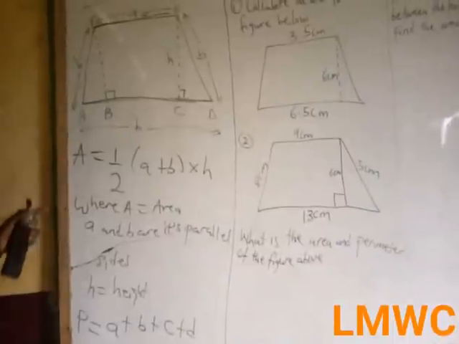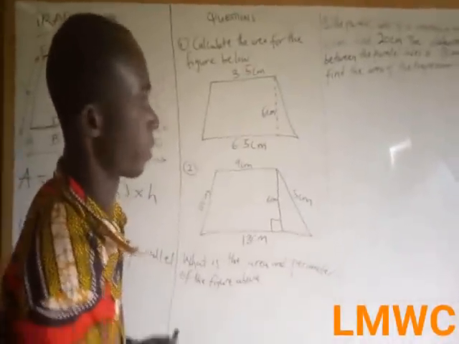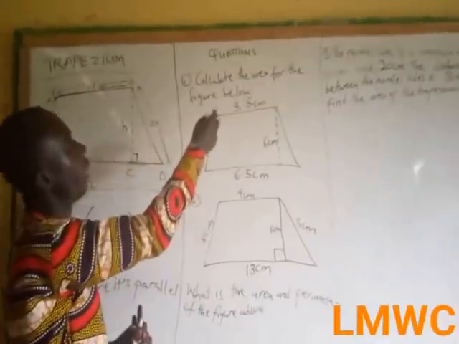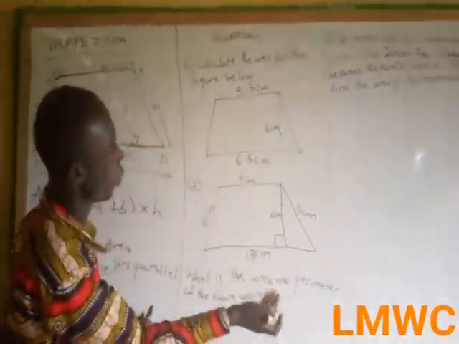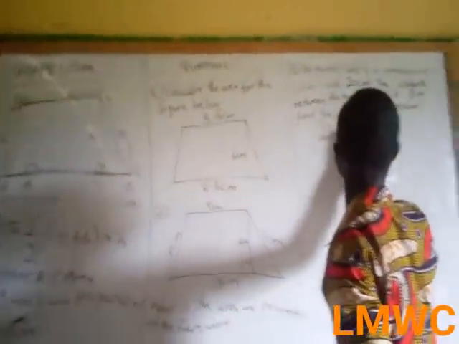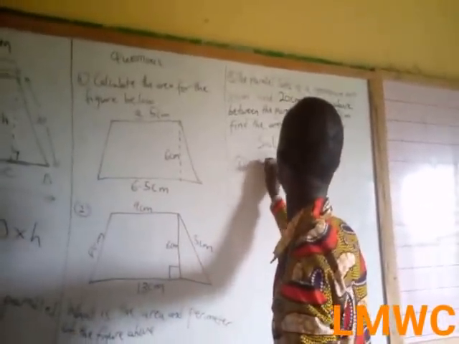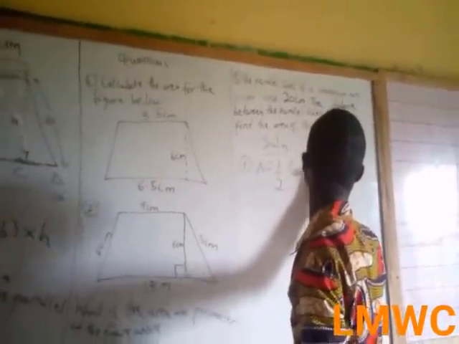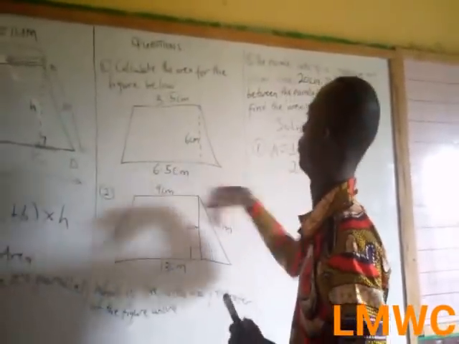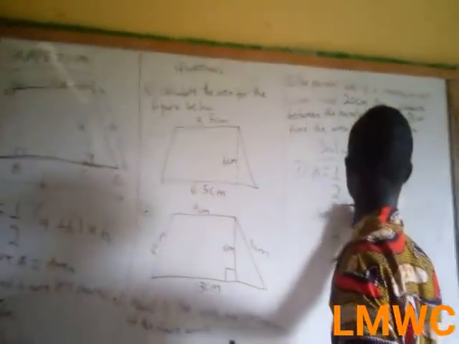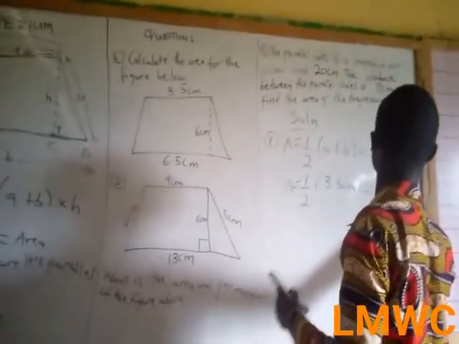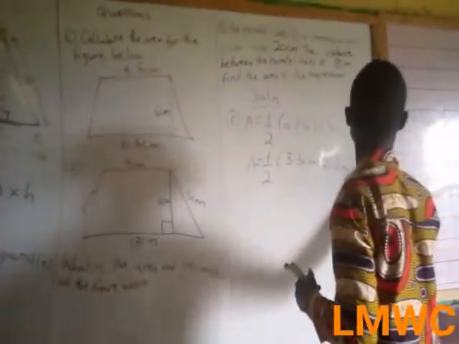So you should know the area and the perimeter. I've given you some questions, and we want to use these questions to illustrate the trapezium. Question 1. Calculate the area for the figure below. This is a trapezium. They have given you the height and two parallel sides. So we have the formula, half A plus B times H. So what is A? A is 3.5 and B is 6.5. You can interchange it. So half, 3.5 centimeters plus 2.5 centimeters times, what is our height? Our height is 6 centimeters.